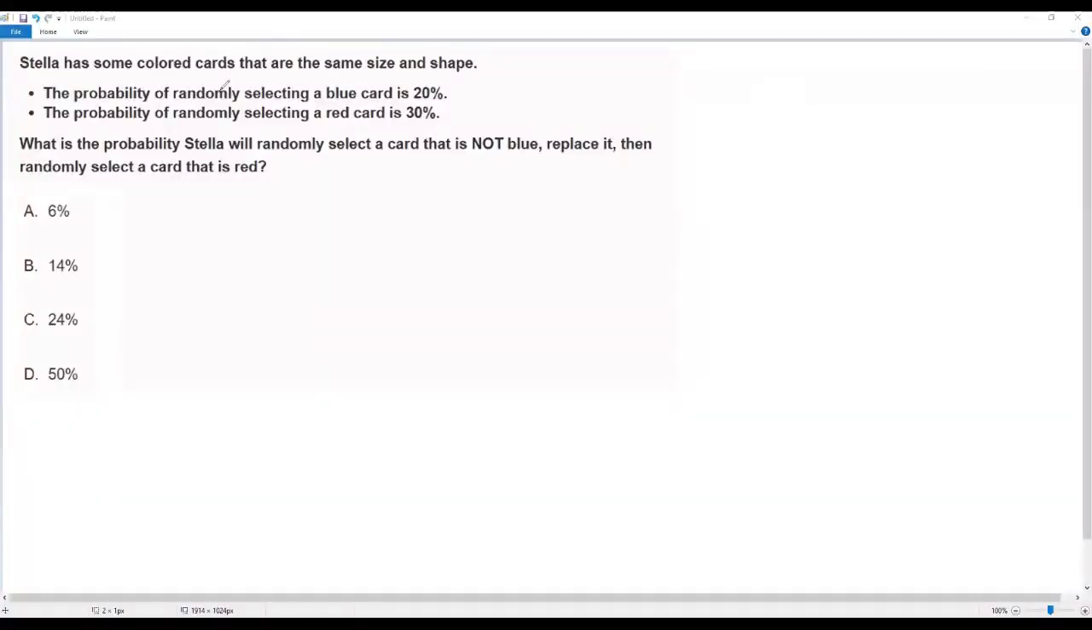Here we have a SAT math problem. Okay, let's go to the question. Stella has some colored cards that are the same size and same shape. The probability of randomly selecting a blue card is 20%. The probability of randomly selecting a red card is 30%.